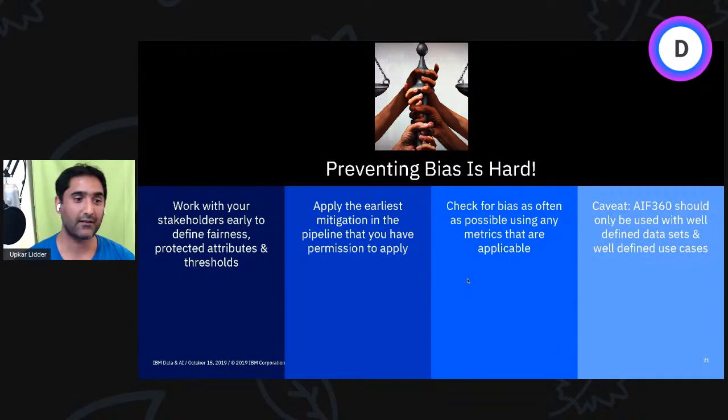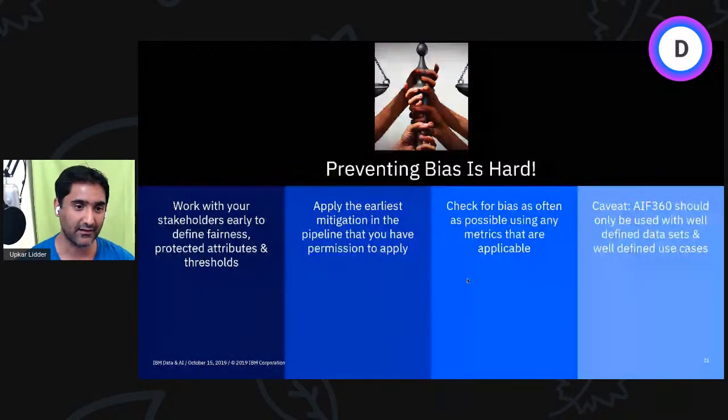So the first tip here is work with your stakeholders early to define fairness. A lot of times, as we saw with the Google images, what is fairness? What do you consider fairness? And that changes depending on who you ask and what their interest is in the solution or product they're building.